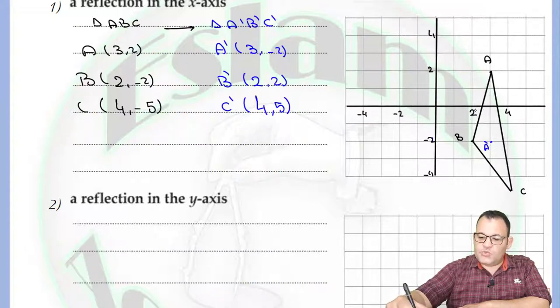B prime is (2, 2). So we have 2 and 2, that would be B prime. C prime is (4, 5). So 4 and 5, that would be C prime.